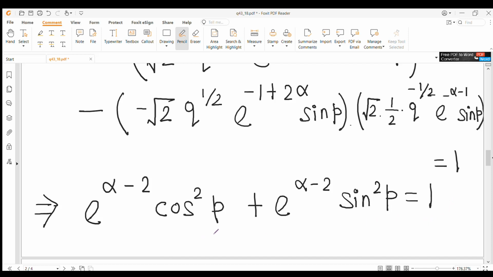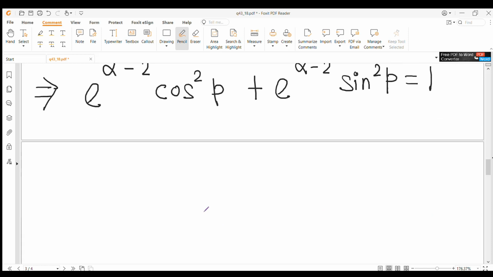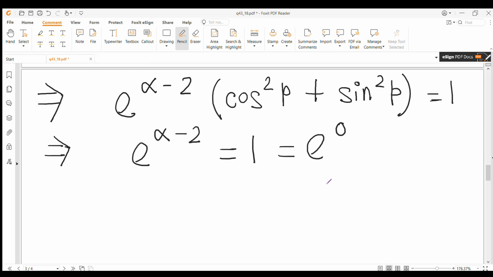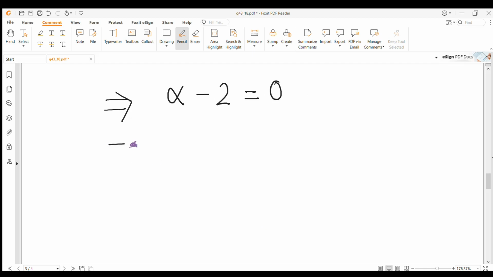Now cos square small p plus sine square small p is equal to 1. So we have e to the power alpha minus 2 equal to 1. Now 1 can be written as e to the power 0. From this equation we get alpha minus 2 equal to 0, or alpha equal to 2.